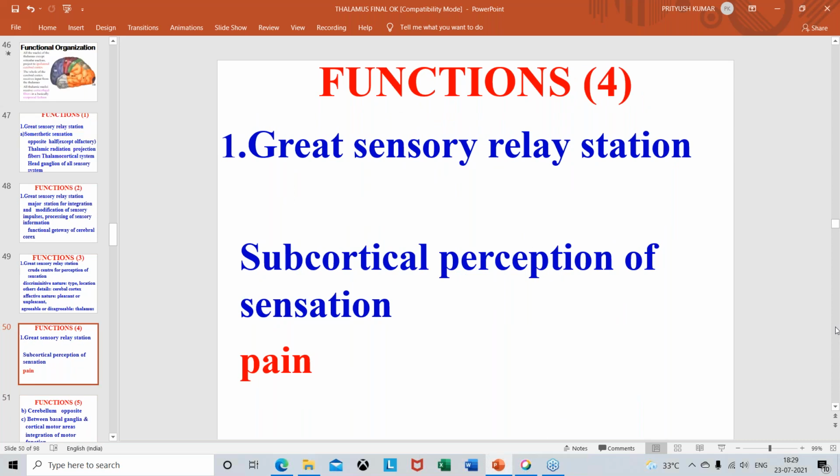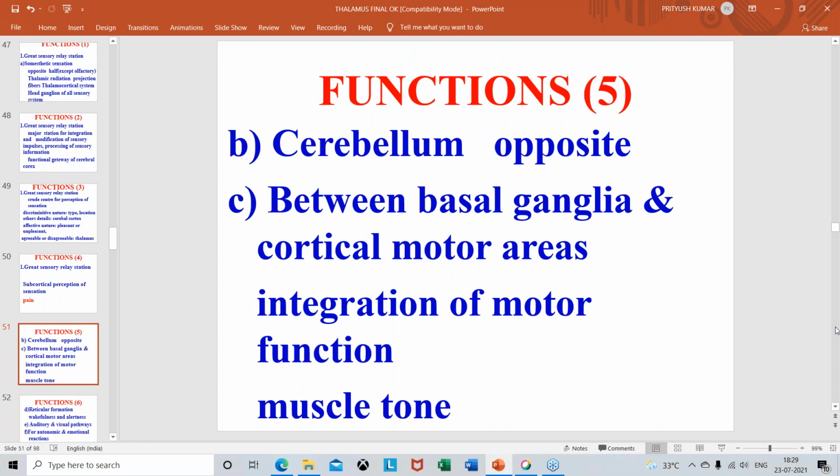The thalamus is also important for the subcortical perception of sensation, like pain. Pain can be perceived by the thalamus also, but this perception is different from the cortical perception. The thalamus is also connected with the cerebellum of the opposite side. The thalamus also lies between the basal ganglia and the cortical motor area, and this is important for the integration of motor function or muscle tone.